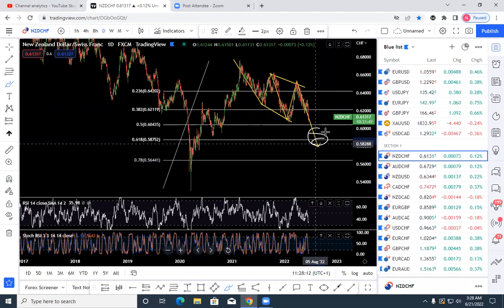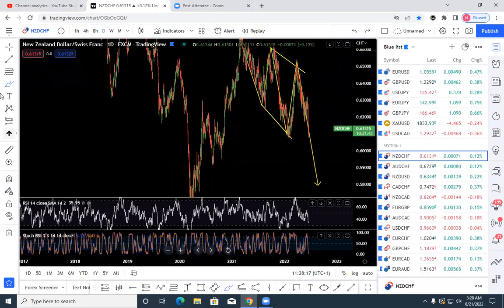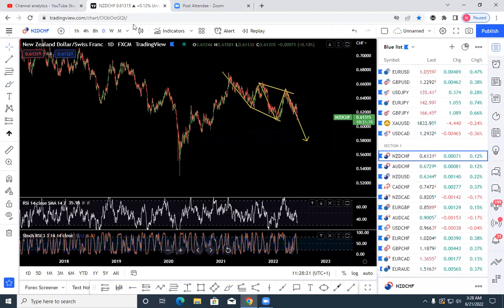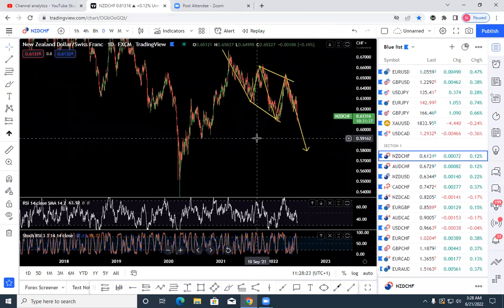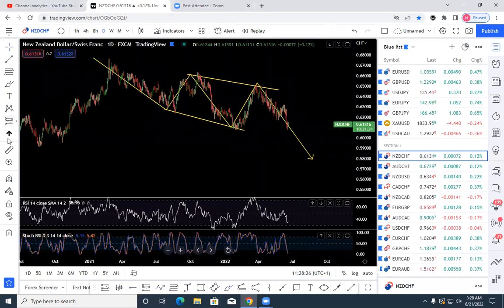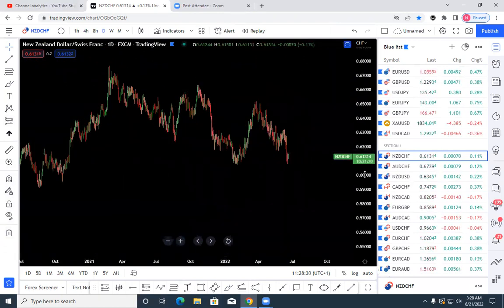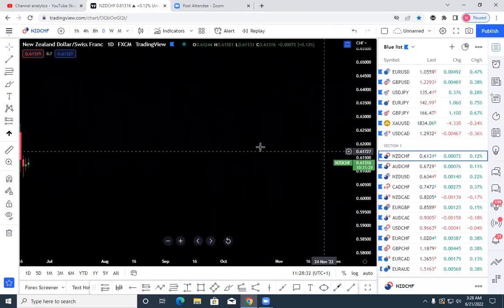This is where we are going to find a comfortable buy to the upside for NZD CHF, which will be in line with the fundamentals that we have concerning NZD CHF. But now it's still at the top. How do we get involved at this level, guys?